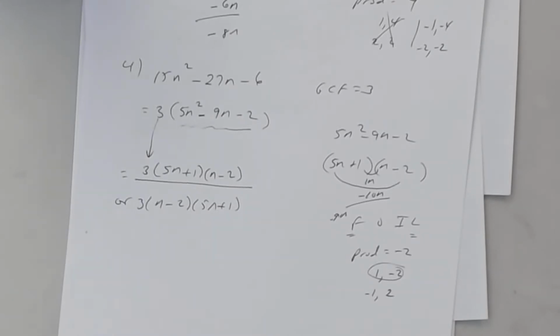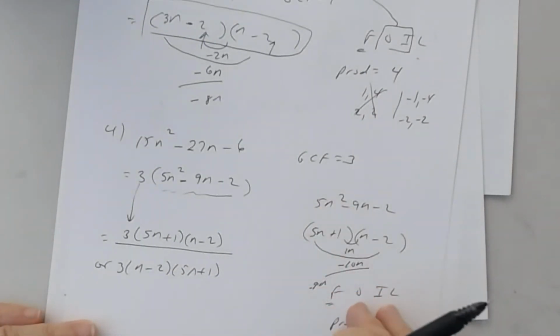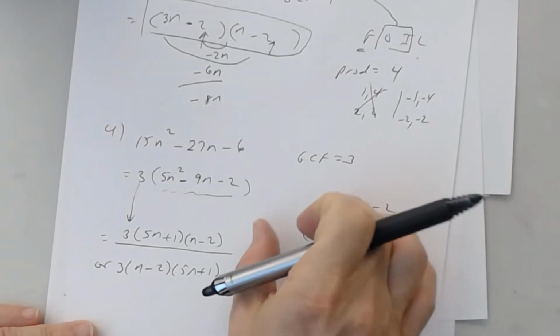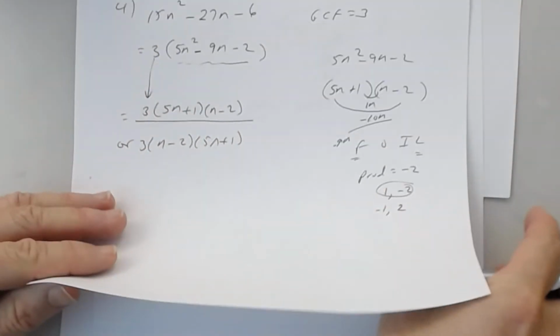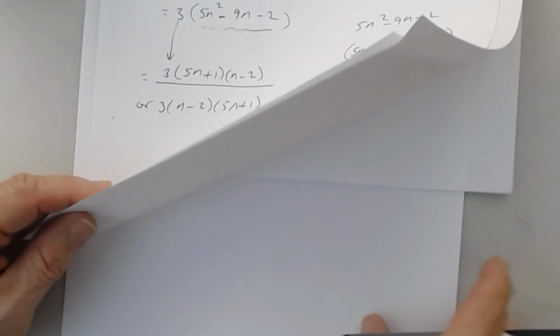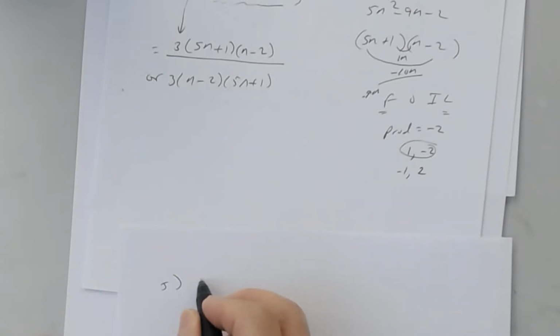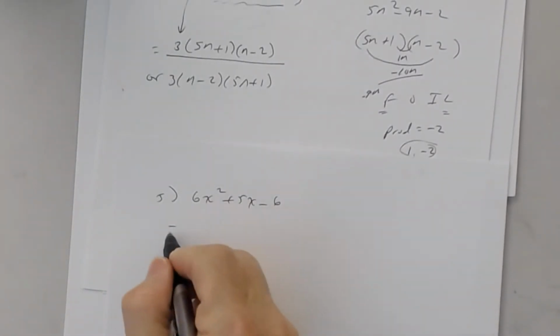Okay. All right. Now, when we do number 5, I'm going to do it a little bit differently than what we did here, and you'll see what I'm going to do different, but it does help to think about it that way as well. All right, so here's number 5. We have 6x squared plus 5x minus 6. Descending order, what's the GCF? 1. So I'm going directly to the 2 binomials. Okay?